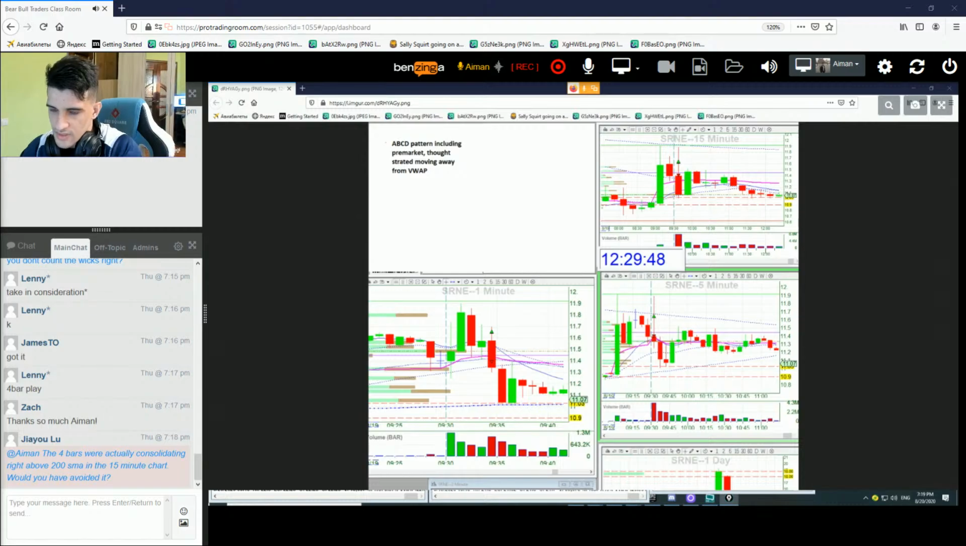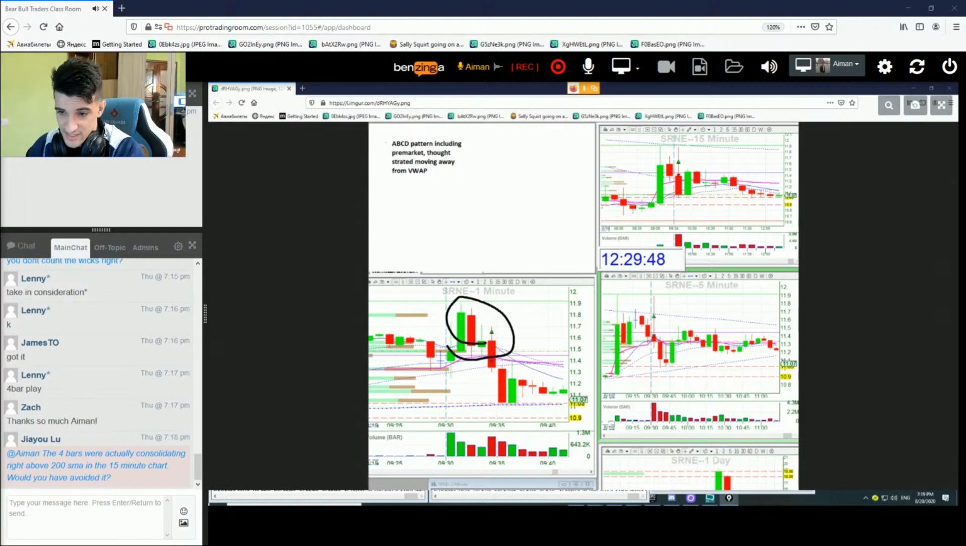Yeah. You took it for the ABCD pattern to the long side, but it wasn't perfect because of this engulfing right here. Engulfing and below a daily level or a pre-market level, right? Yeah, it's a pre-market level. So this is why I would have just avoided it. I would have waited for at least more confirmation or maybe more price action before I take this setup right here.